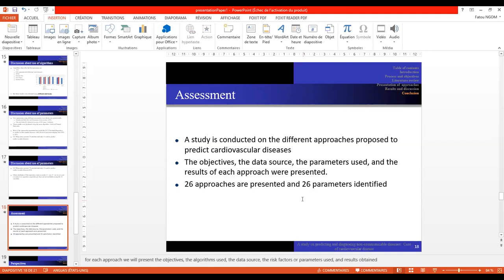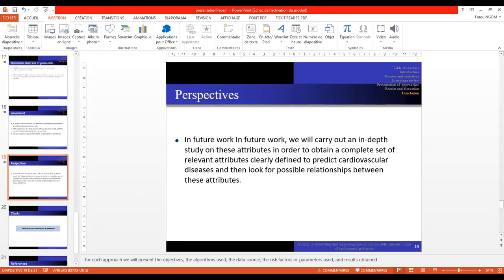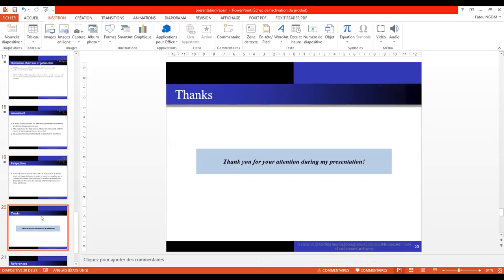A study is conducted on the different approaches proposed to predict cardiovascular disease. Their objective, the data source, the parameters used, and the result of each approach were presented. We have presented 26 approaches and 26 parameters are identified. In future work, we will carry out an in-depth study on these attributes in order to obtain a complete set of relevant attributes clearly defined to predict cardiovascular diseases, and then look for possible relationships between these approaches. So thank you.